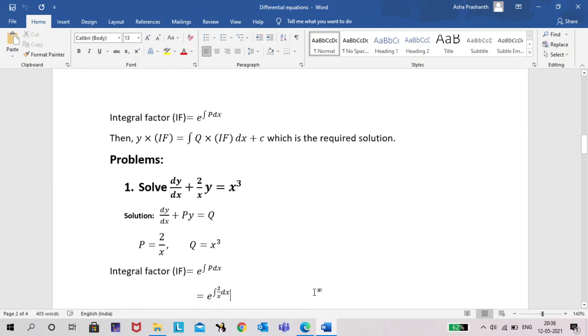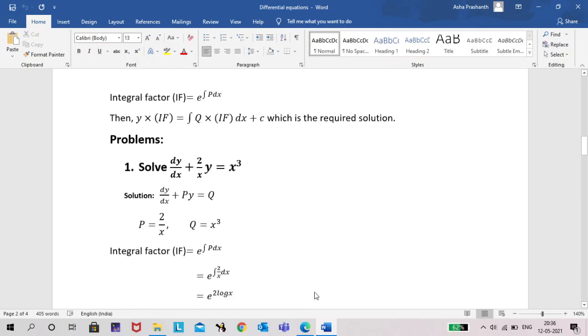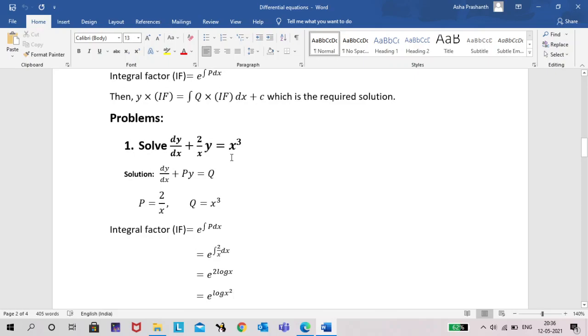First we will check the first problem. Solve the linear differential equation. The first problem is dy by dx plus 2 by x of y is equal to x cube. This is the given problem. You can compare with the linear differential equation, that is, dy by dx plus py is equal to q. So compare these two equations.